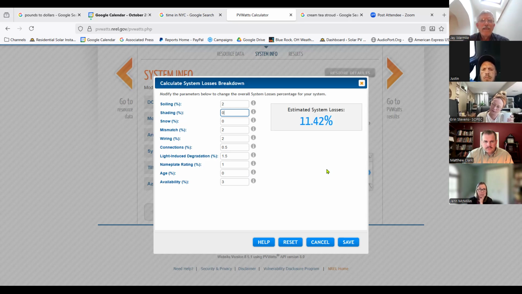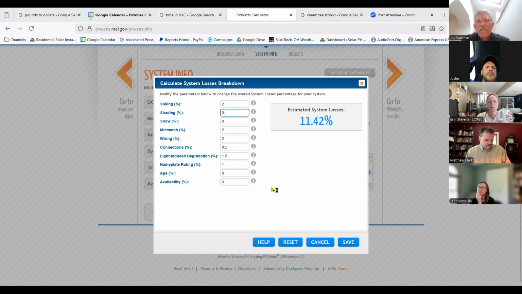Nameplate rating, okay, they've said that. That's just assuming that the panel may not produce what it says it's going to produce. Oftentimes in modern panels, though, they used to always say plus or minus 2%. Now they say plus 2%. There's no minus. They're basically saying we're guaranteeing this thing's going to produce what the nameplate says. It might produce a little bit more. So that's pretty typical in today's market.